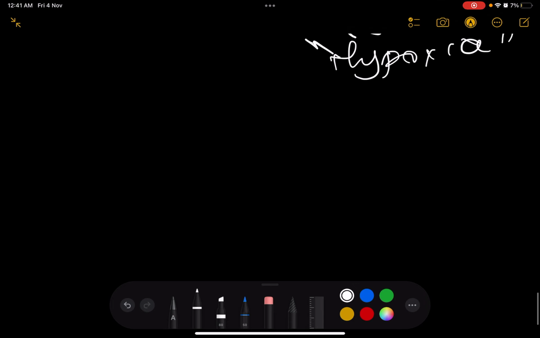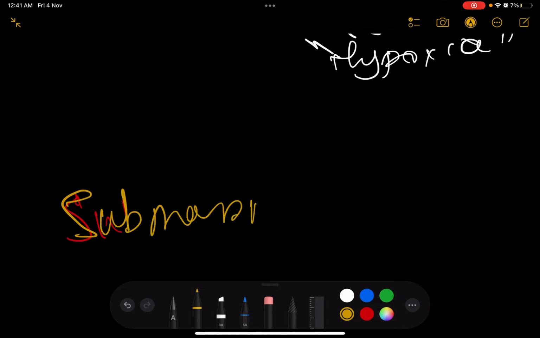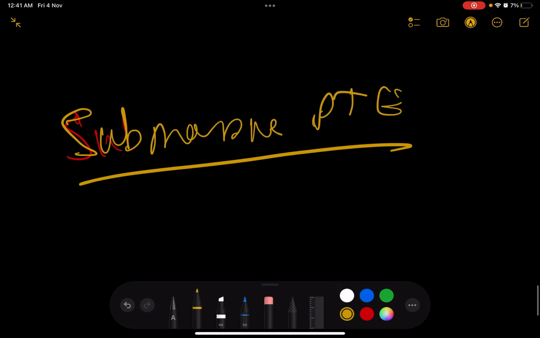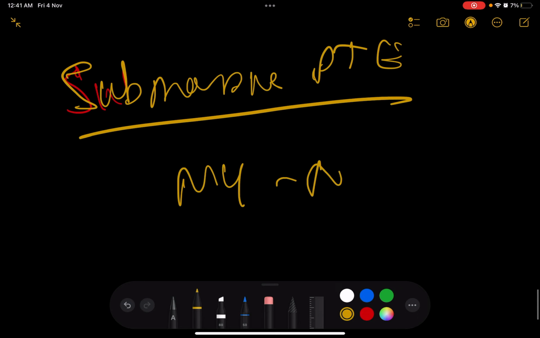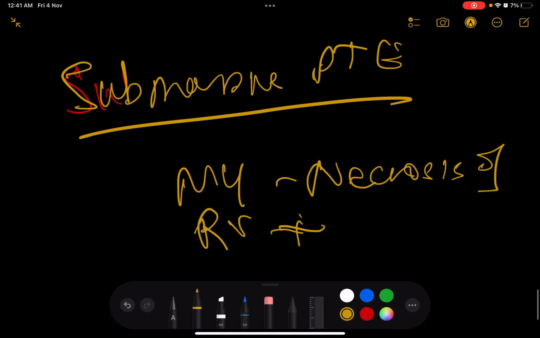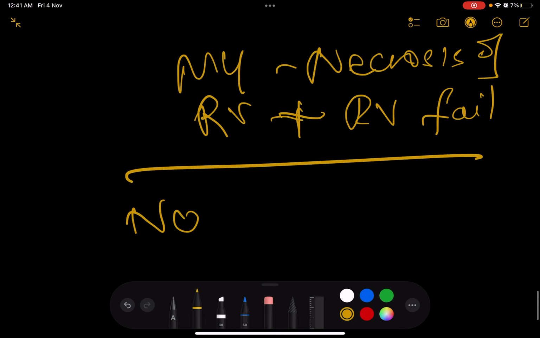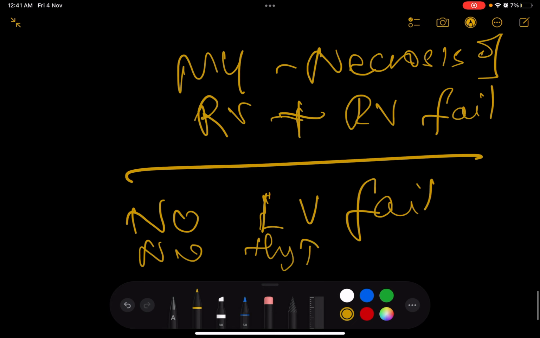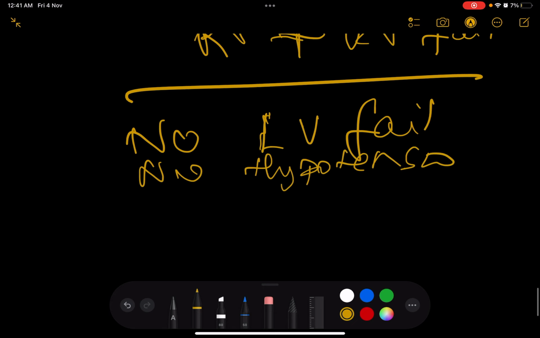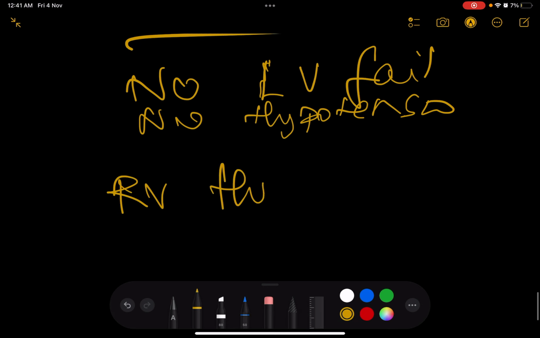Now coming to the next part, which is the submassive, and let me write submassive in yellow color, okay? Submassive in yellow, submassive PT. What happens in submassive PT is that you're going to have a little bit of myocardial necrosis of the right ventricle, so you're going to have right ventricular failure, but luckily no left ventricular failure, so no hypotension. All right, so no hypotension. Luckily this is pretty okay, but the right ventricular hypokinesia is definitely seen because of the right ventricular necrosis.